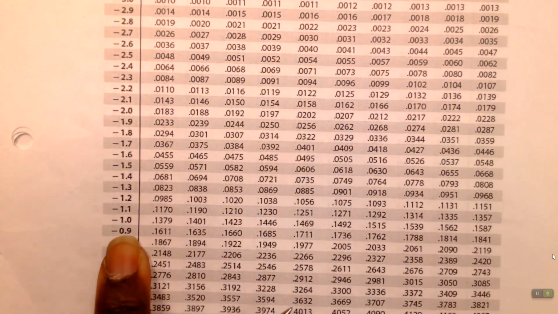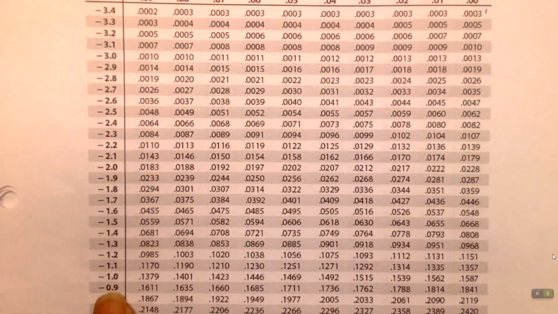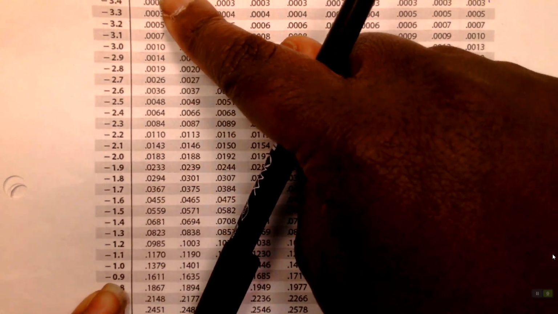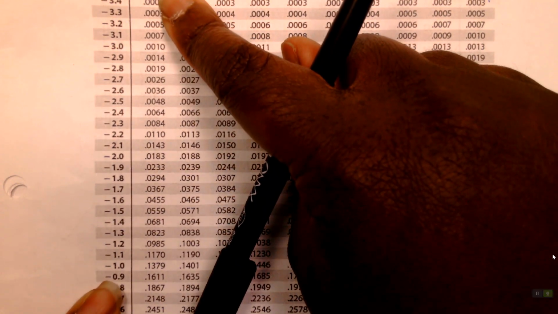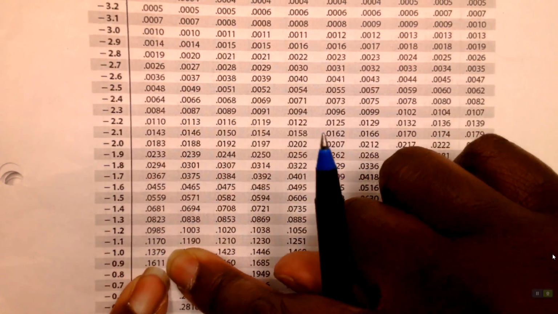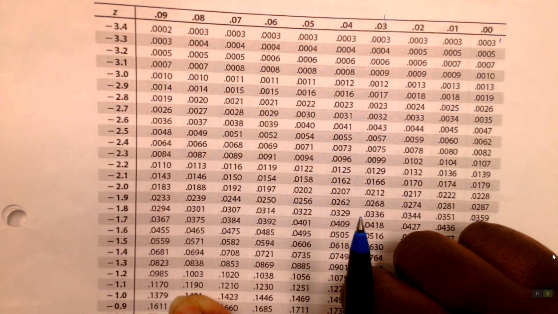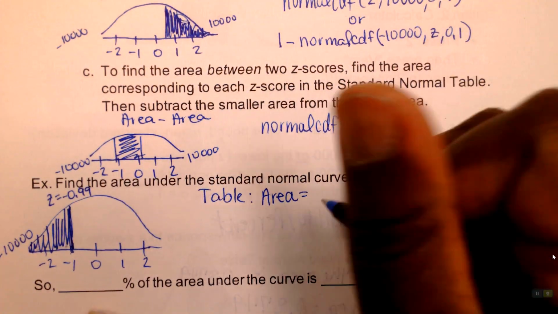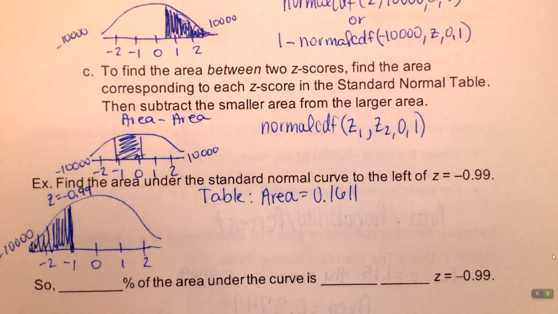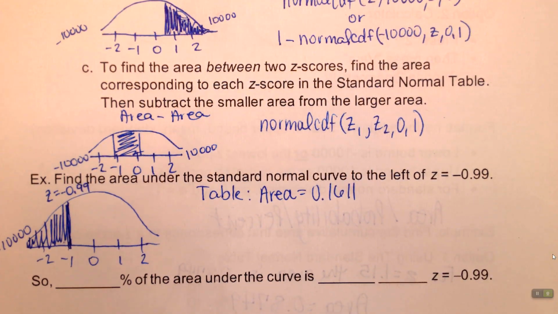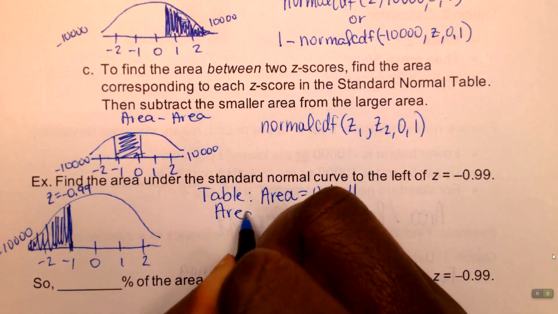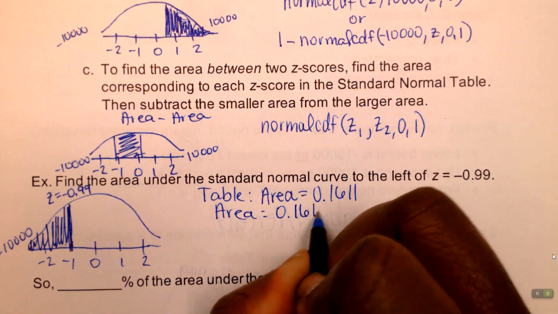Negative 0.9. And then the 9 is first on this side, and the 0 is first on the other side. So right here. .1611. No technology, no nothing, just went in, got my answer. So the area is equal to 0.1611.